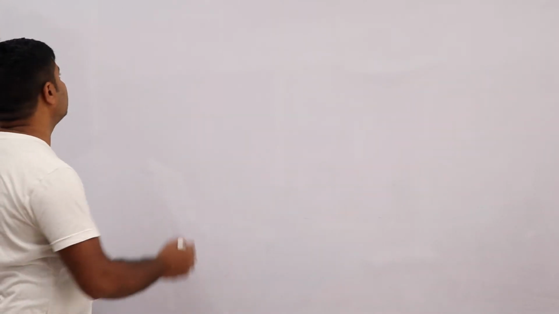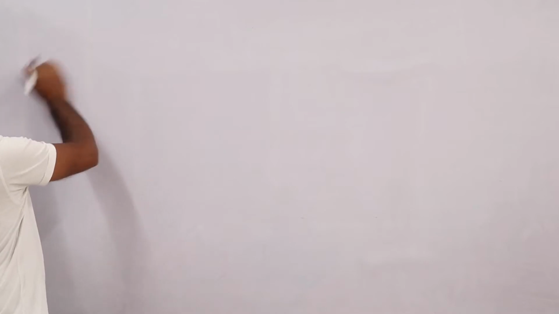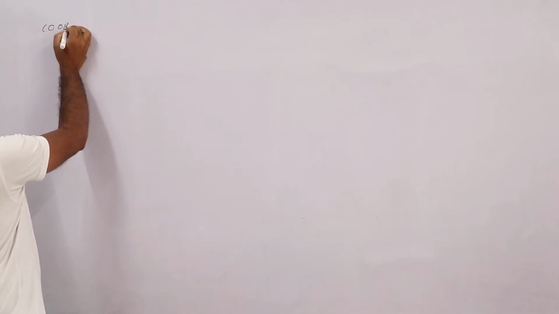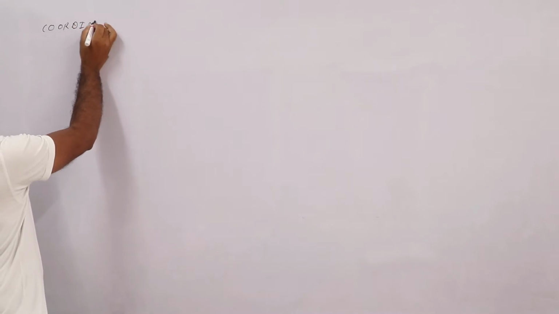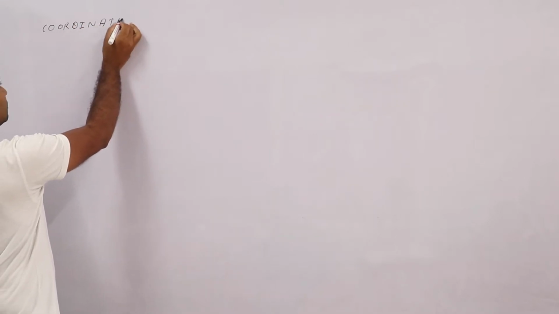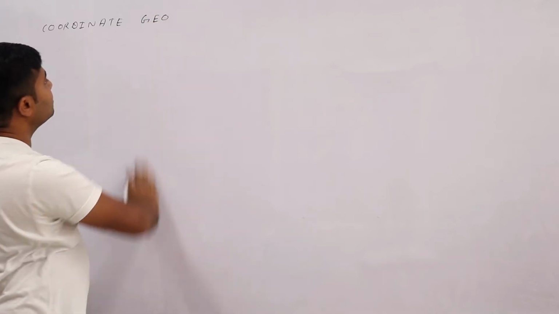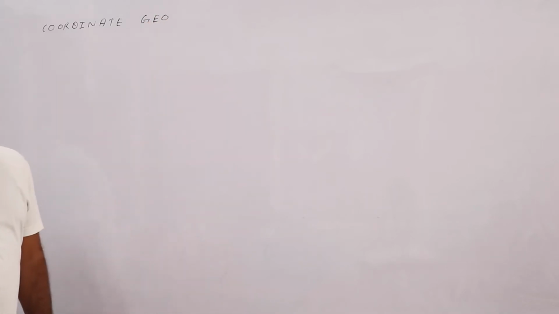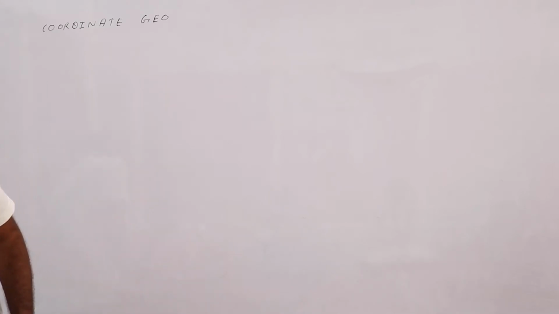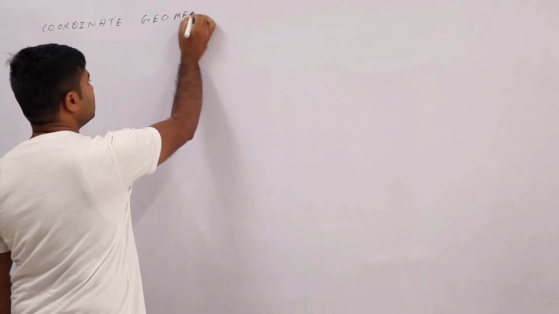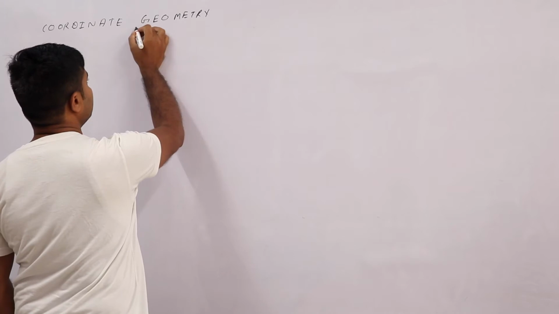So see chapter coordinate geometry. Coordinate. Why is writing like this? This is correct, right?